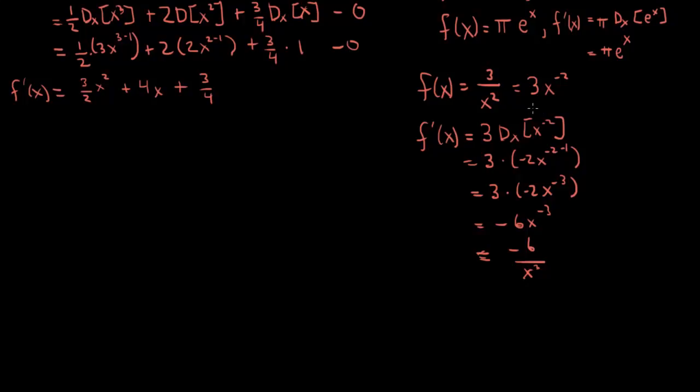Now, let's say I didn't remember my rules of exponents, perhaps. And let's say I see a quotient. That means I use the quotient rule. So let's solve this exact same problem, except with the quotient rule. So I'll change colors here. Now remember, what does the quotient rule say? The quotient rule says you take the bottom function times the derivative of the top minus the top function times the derivative of the bottom function, over the bottom function squared.